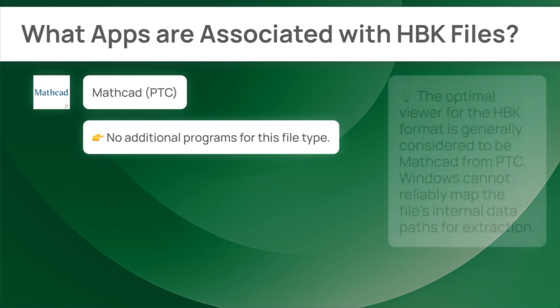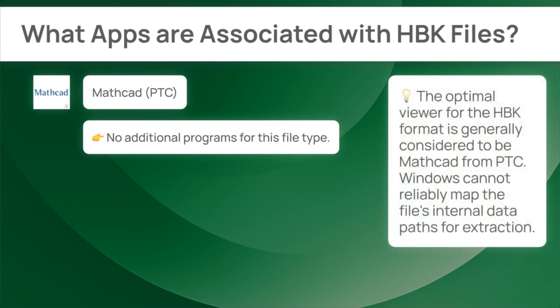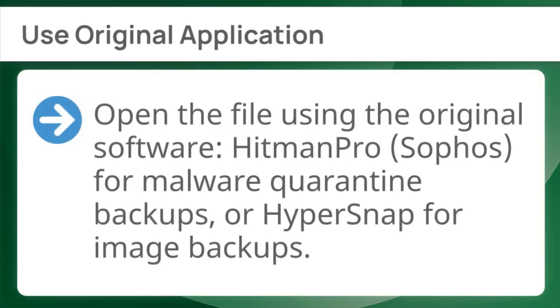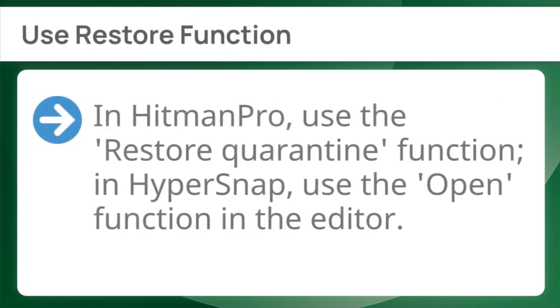Proper management of the file's internal compression logic requires a dedicated utility. Windows typically can't unpack backup formats, so a dedicated tool must handle their restoration. First, use the original application. Open the file using the original software: HitmanPro, Sophos for malware quarantine backups, or Hypersnap for image backups. Next, use the Restore function.